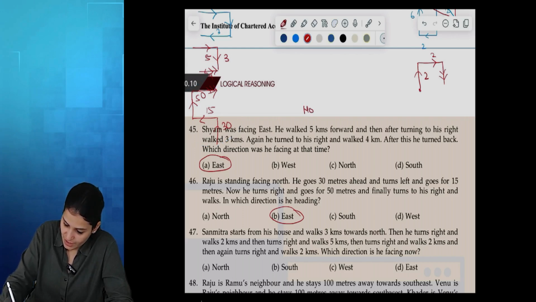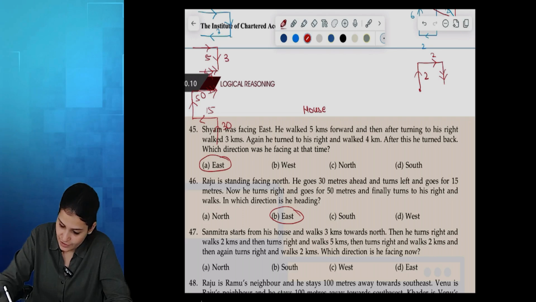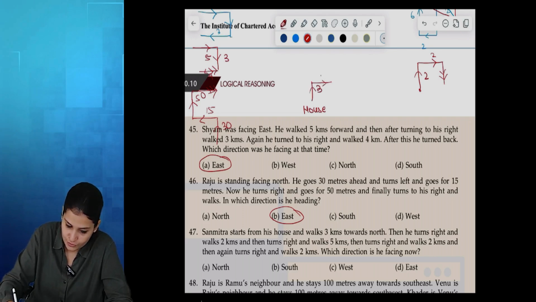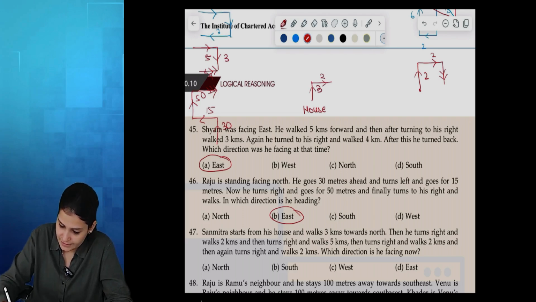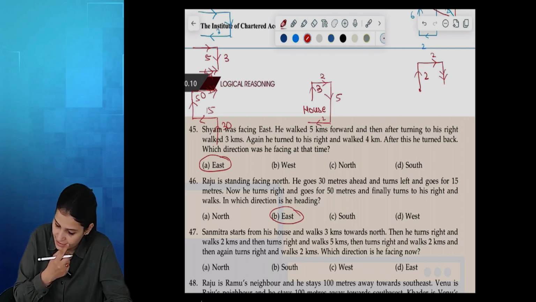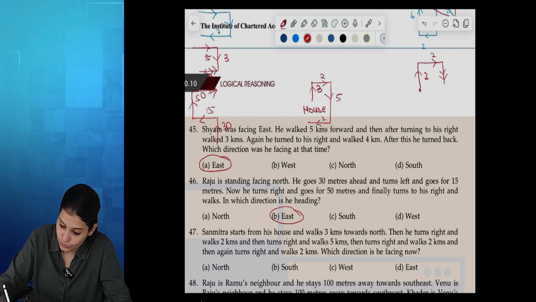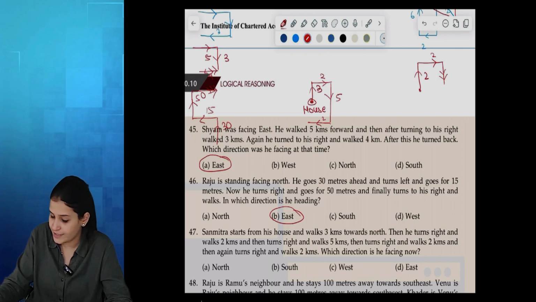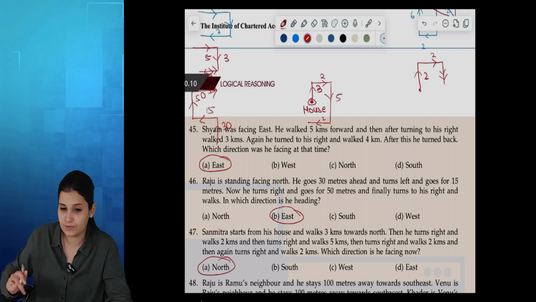Sanmitra walks from the house 3 kilometers towards north, turns right and walks 2 kilometers, then turns right and walks 5, then turns right and walks 2, just below the house, again turns right and walks 2, back to the house, I guess. Which direction is he now facing? North.